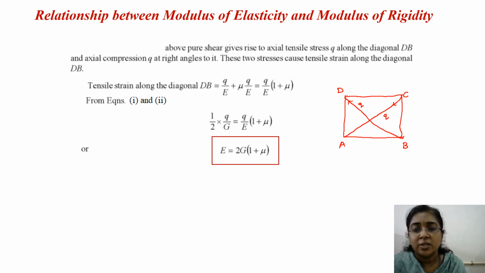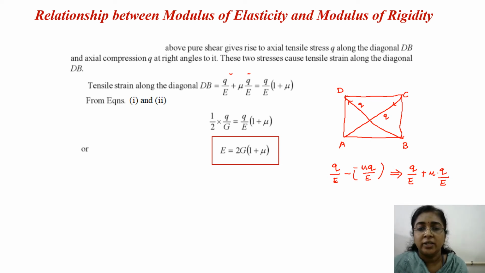Due to the tensile stress Q on diagonal BD, the strain in diagonal BD will be Q by E, and because of this compressive stress Q in diagonal AC, the strain in diagonal BD is equal to minus mu into Q by E. So this will give rise to Q by E plus mu into Q by E. Mu is the Poisson's ratio. That is written here. So the tensile strain along the diagonal BD is Q by E into 1 plus mu.